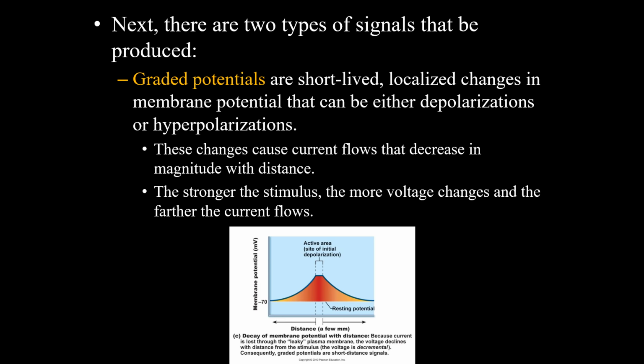First thing I want you to know is where each one happens. Graded potential happens on the dendrite side of a neuron. Action potentials happen on the axon side of a neuron. So location is different. That's first and foremost. Second thing that I want you to know is just the definition. Graded potentials are short-lived.